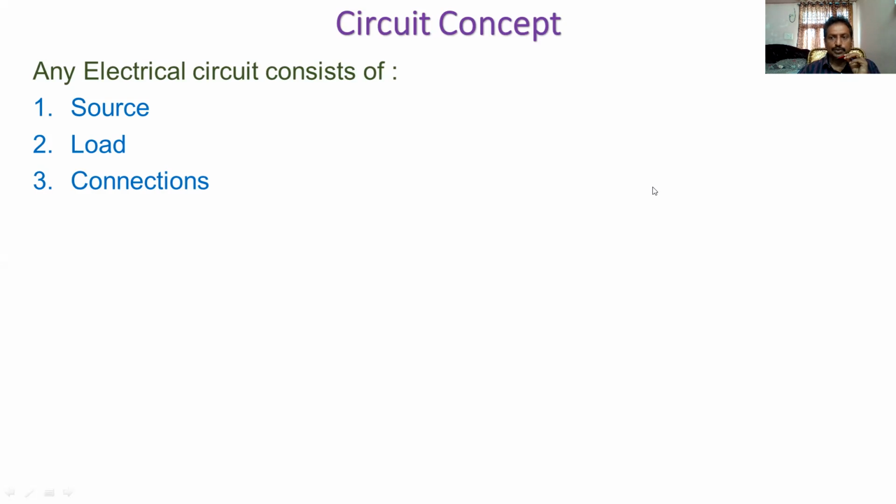So we remember, a circuit is an interconnection of elements. We remember any circuit consists of source, load as well as connections. Connections are nothing but wires. So that is the basic idea about any circuit.